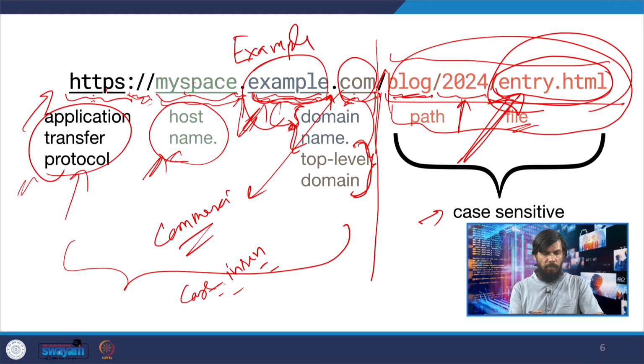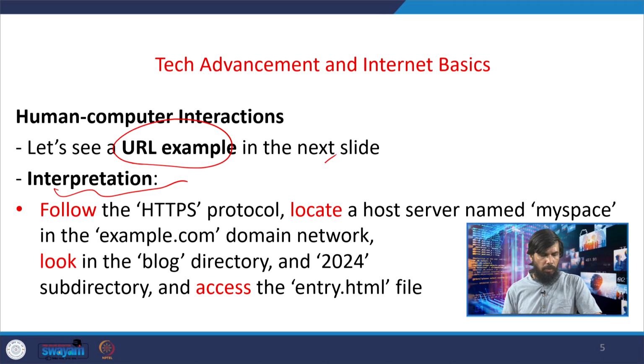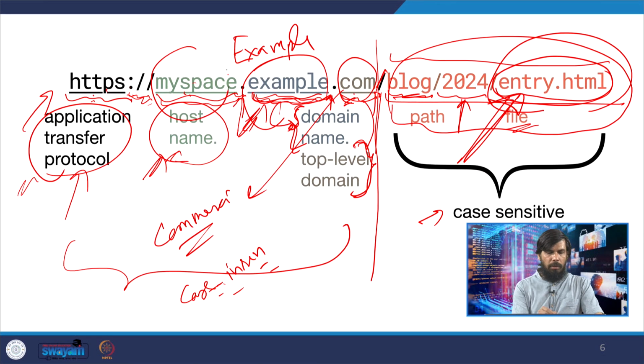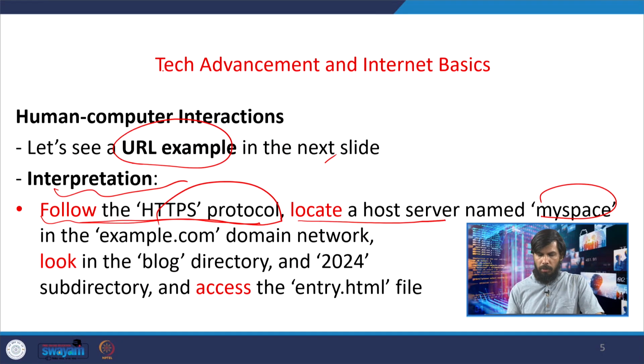So, essentially interpretation of URL then becomes straightforward. What we are asking our browser to do is to follow the HTTPS protocol for communication to the server that is hosting the resource, and locate a host server named MySpace, right, this one. That locating of the host server MySpace is to be done in the example.com domain network, right. So, the domain network is also being specified where that host name is.